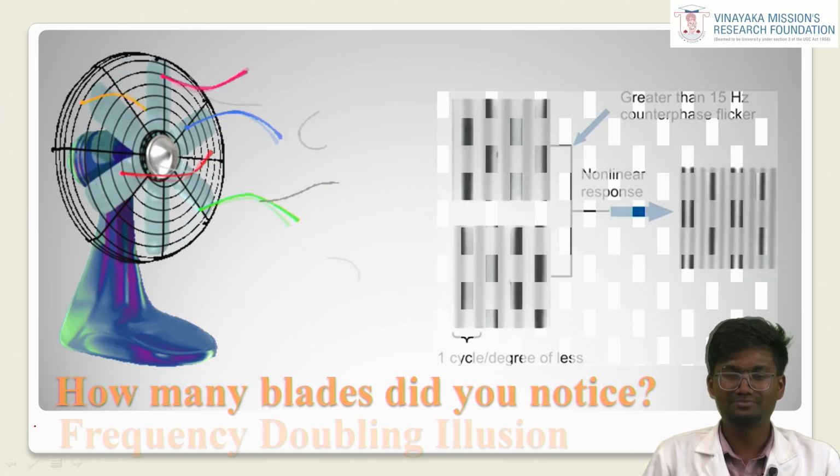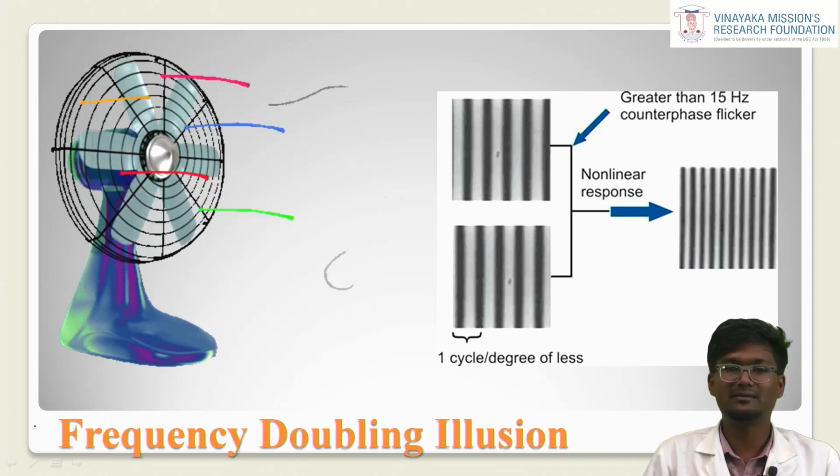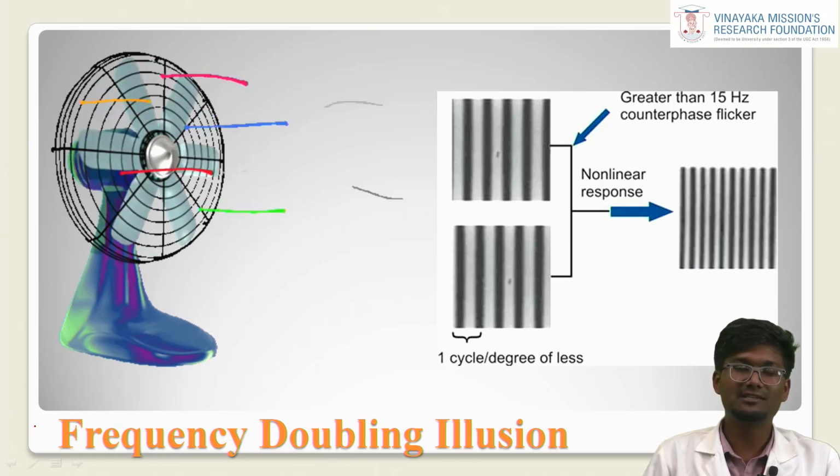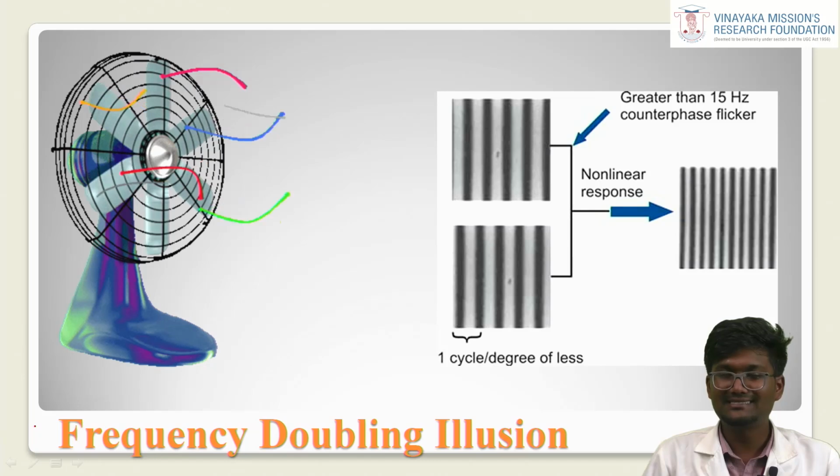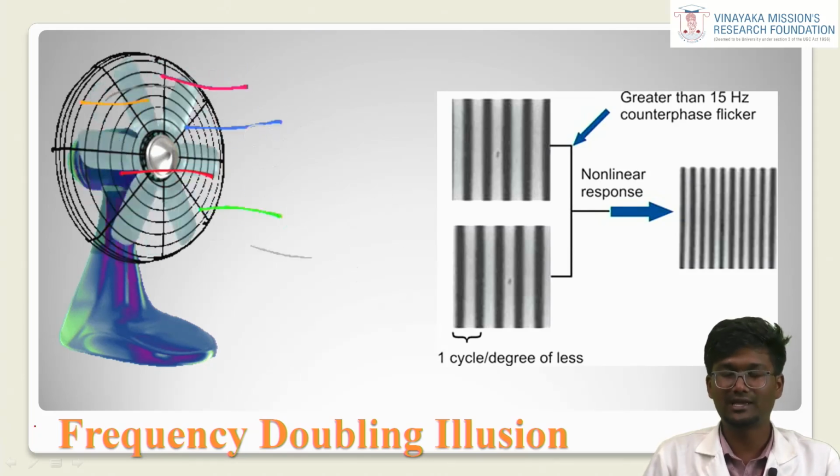The reason is the frequency doubling illusion, which is the principle behind this. If you look at the fan, numerous blades appear. The reason is the frequency doubling illusion. This is the main key principle of the frequency doubling perimeter that we are going to take up in our classes.